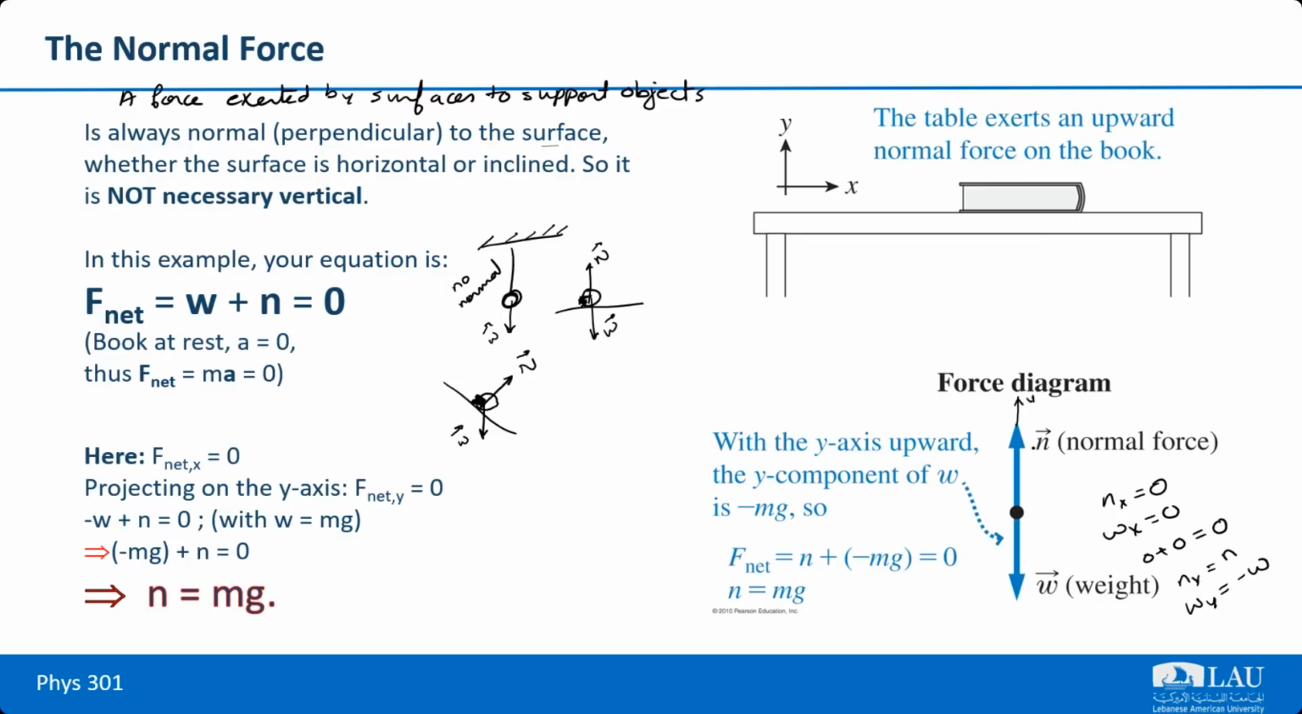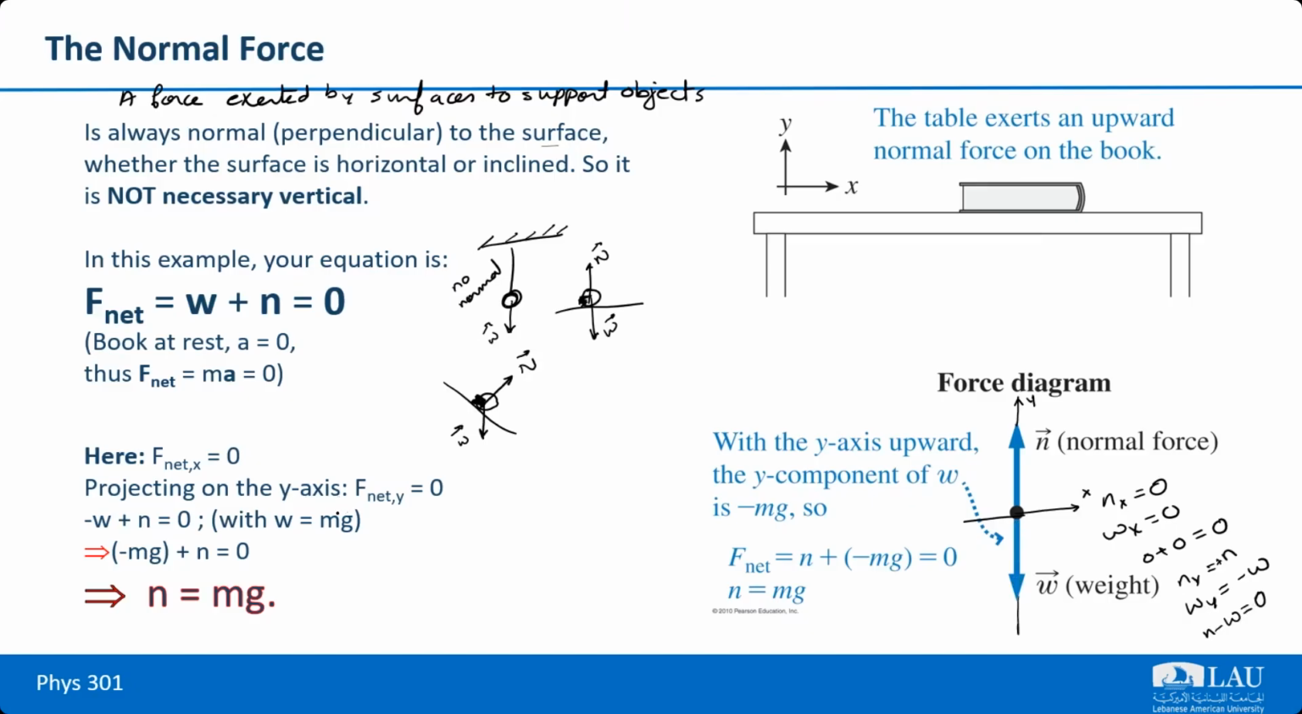If you just draw little x and y axes, you can see how the normal is in the positive part of the y-axis. So its y component, I'll write it to be plus N, whereas the weight is in the negative part of the y-axis. So I'll draw it to be negative W. Its y component is negative W. So this gives me that N minus W equals 0. Again, these are adding up to 0 because Fnet is 0.